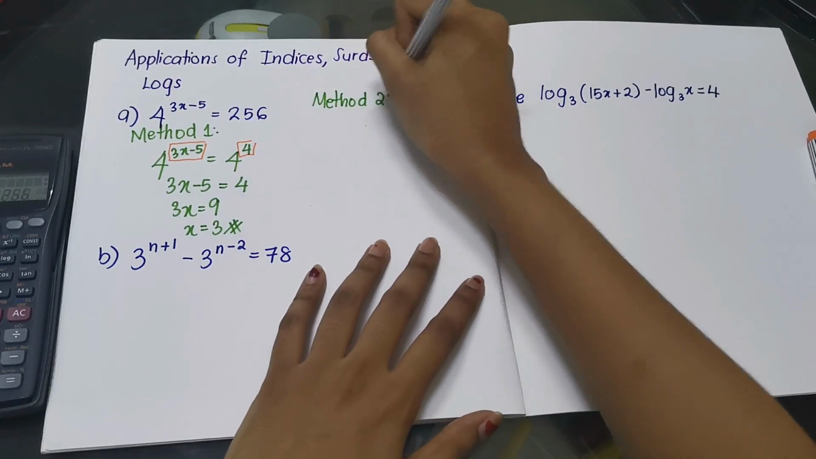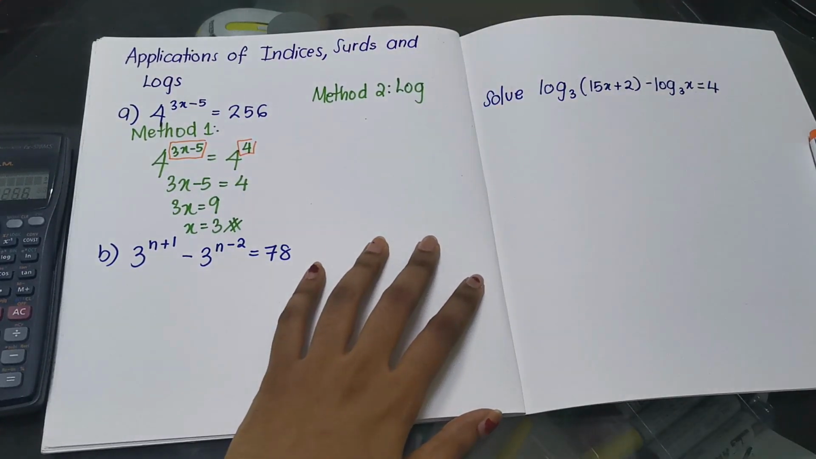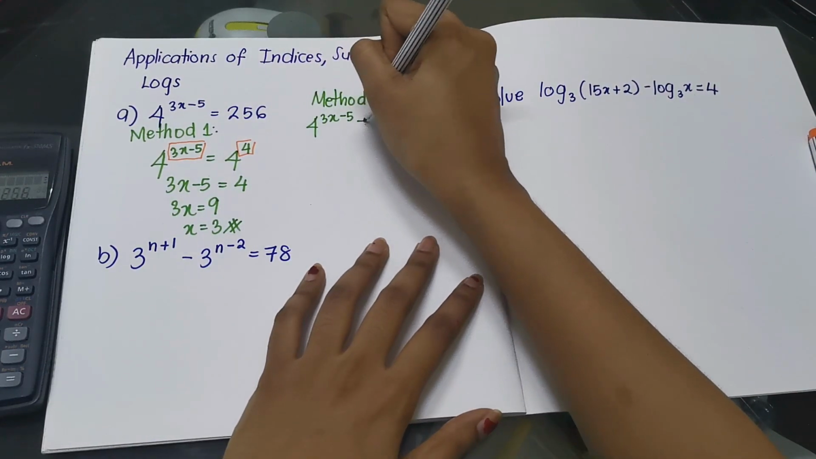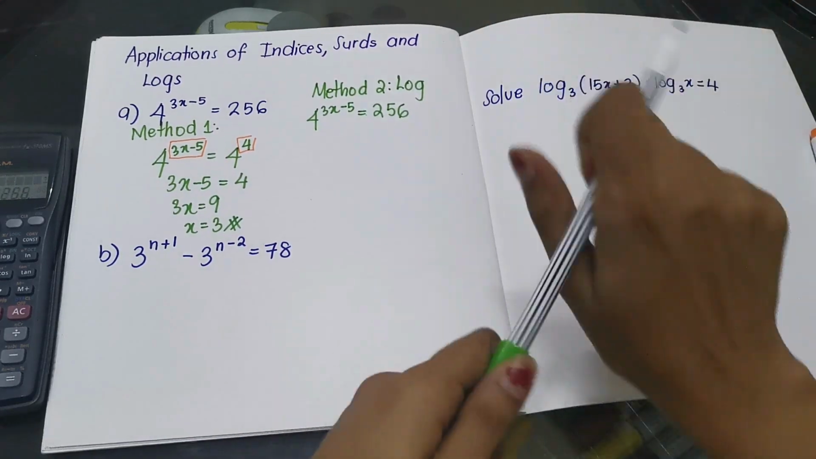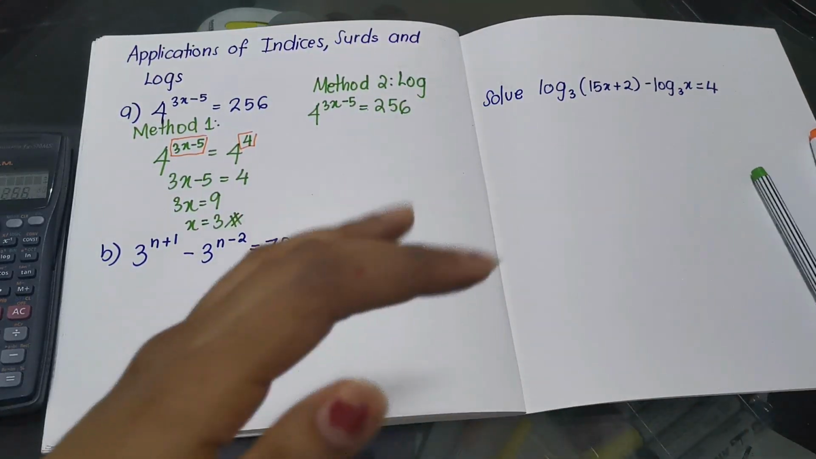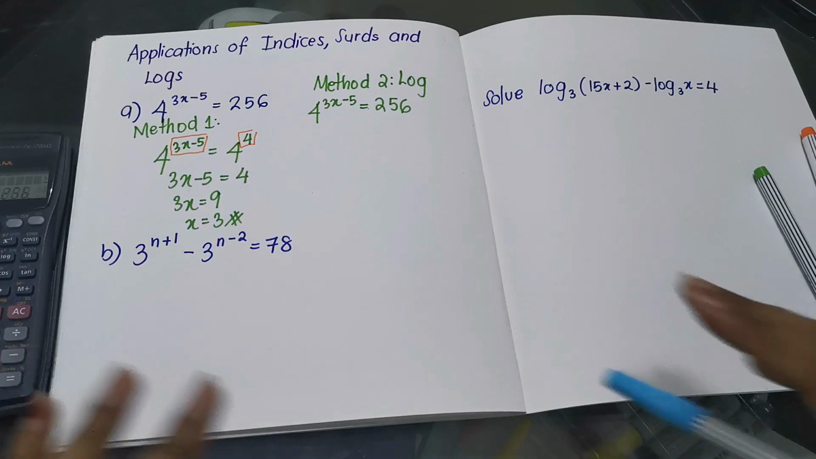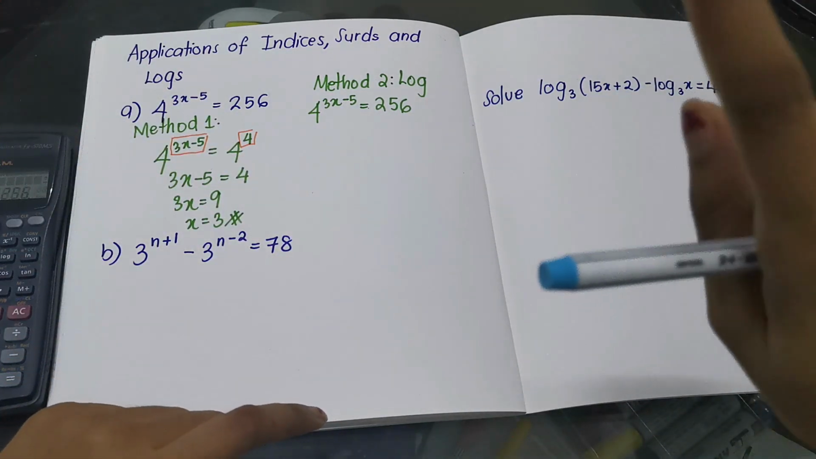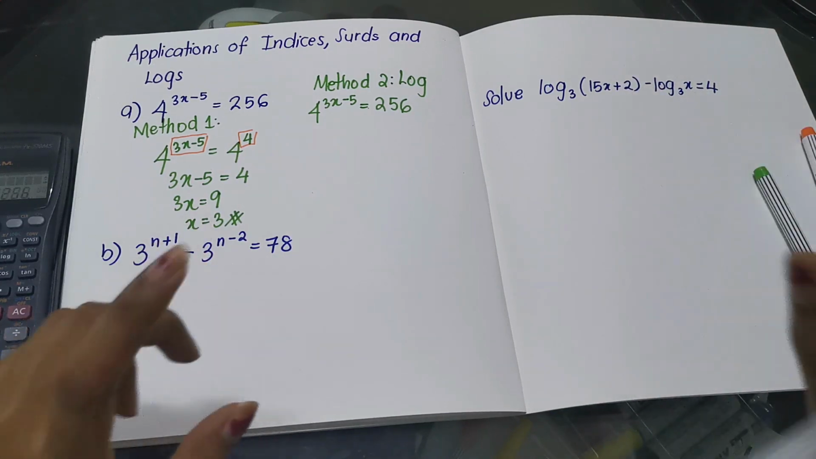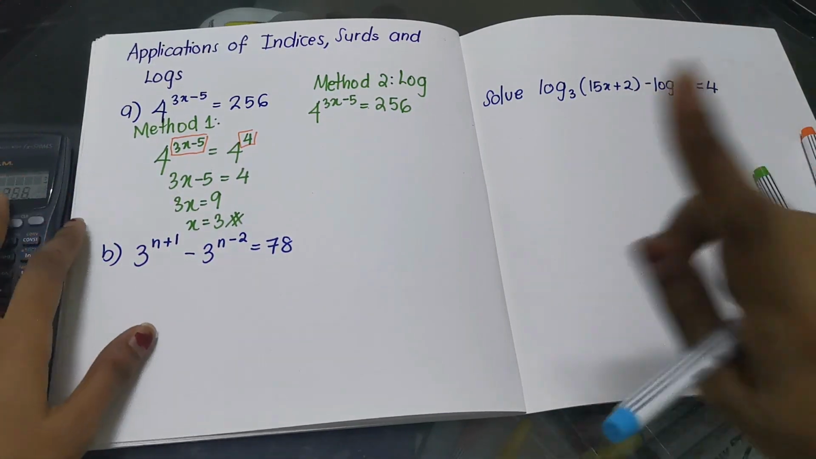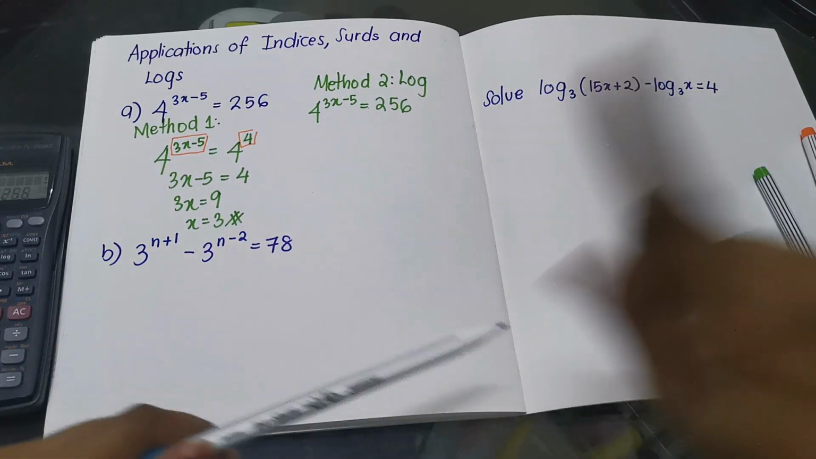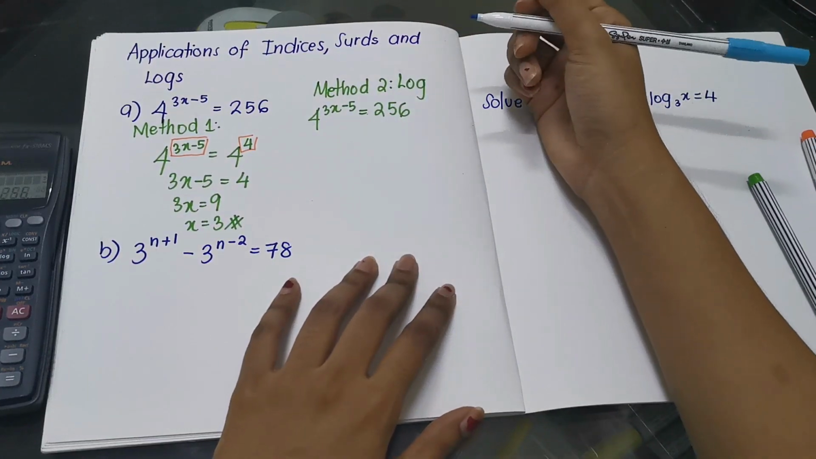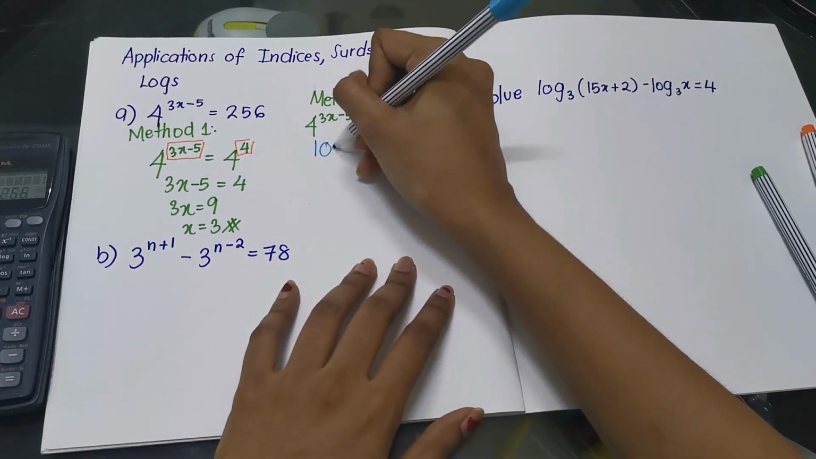Method 2, I'm going to use the log. This equation, I'm going to change it to log form. If you still need more practice for changing from index form to log form, click on the link below. You can pause this video. You need to be very confident when you change to log form. When you click on the link, it will go to another video which shows you how to change. So what we do here, first we write our log.